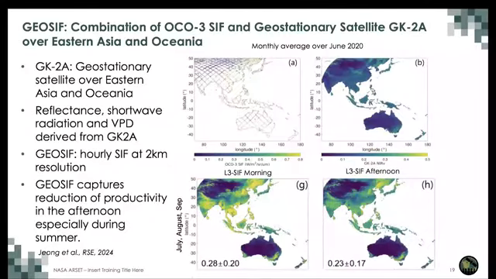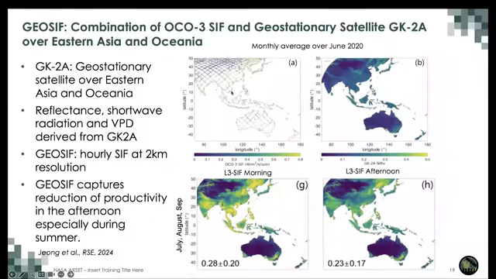Another level 3 diurnal SIF product I want to introduce here is called GeoSIF. It combines OCO3 SIF and the greenness from a geostationary satellite called GK2A. GK2A is situated over Eastern Asia and the Oceania region. It has reflectance and shortwave radiation, and also vapor pressure deficit derived from this satellite. GeoSIF has hourly temporal resolution and 2 kilometer spatial resolution.